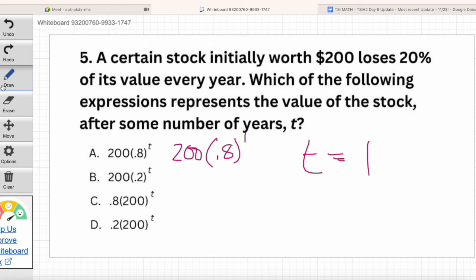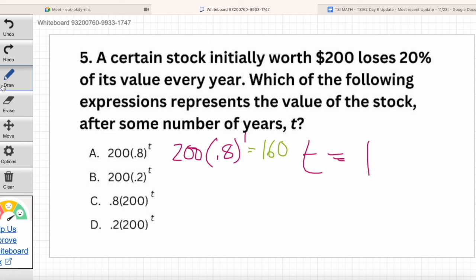Punch that in your calculator. Tell me what you get. What's 200 times 0.8? It's 160. Which is nice, right? That's what we anticipated. Now, hold on. Didn't we just talk about this earlier in a previous question? Don't just stop when you see something that looks good, especially when you're plugging in values. They're designing answer choices knowing that students are going to use this method.